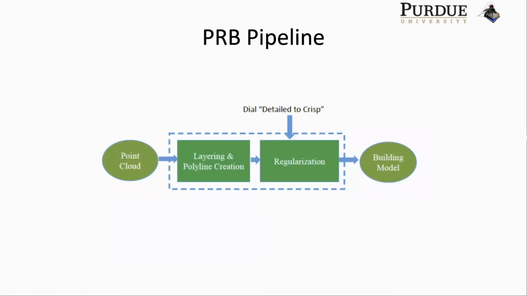Our approach consists of two stages. First, building point clouds are used to create a tree of layers and a set of line segments for each layer. In the second stage, we pursue a set of regularity constraints inspired by our first observation, producing a watertight and crisp procedural building model.